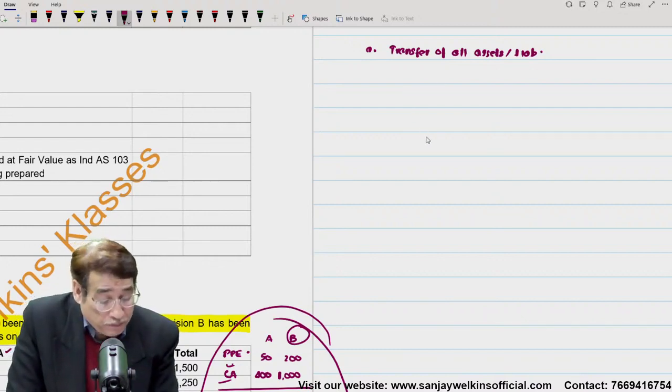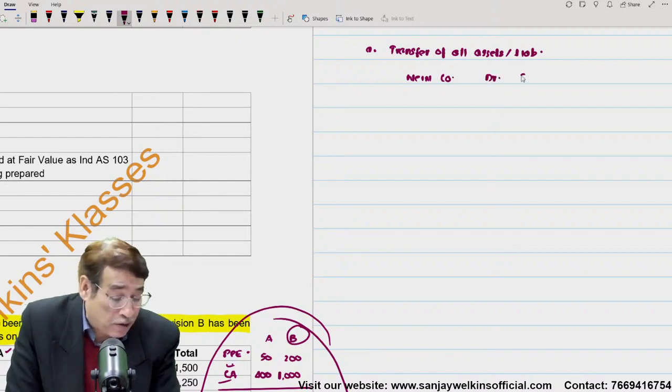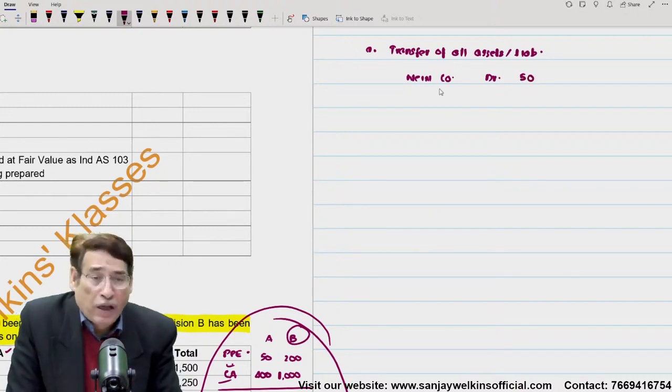First of all, let me write in this manner because we have already seen the entries. As you know, we will have to debit the new company. I'm simply writing new company account debit, whatever is the name of the new company, is supposed to pay us 50 lakh. Correct? Figures are in lakhs. So 50 lakhs they are supposed to pay us. So I will debit the new company because we are supposed to receive.